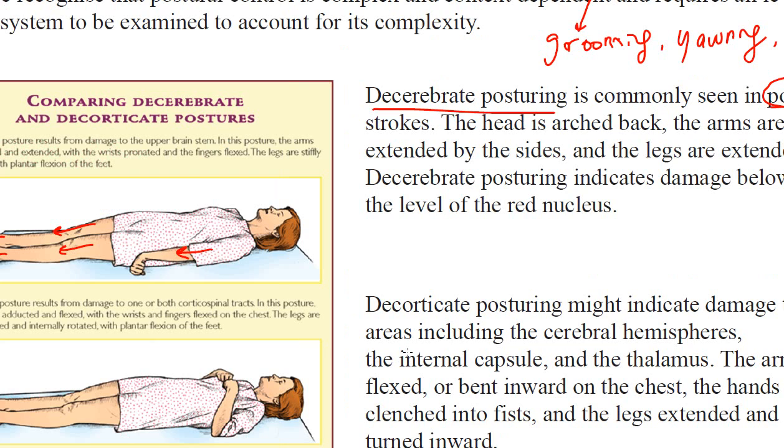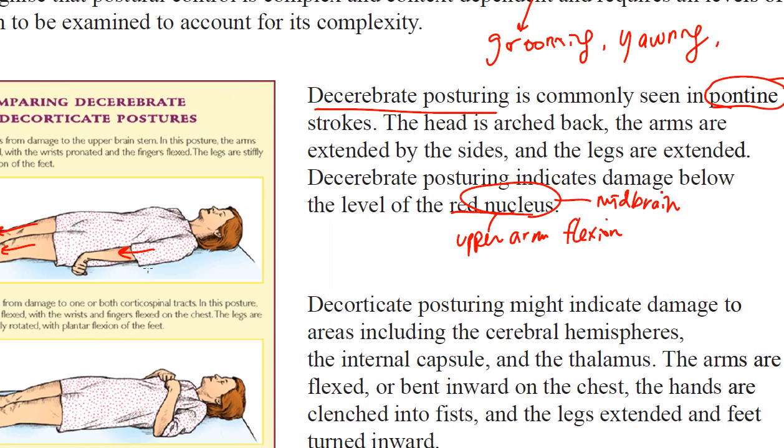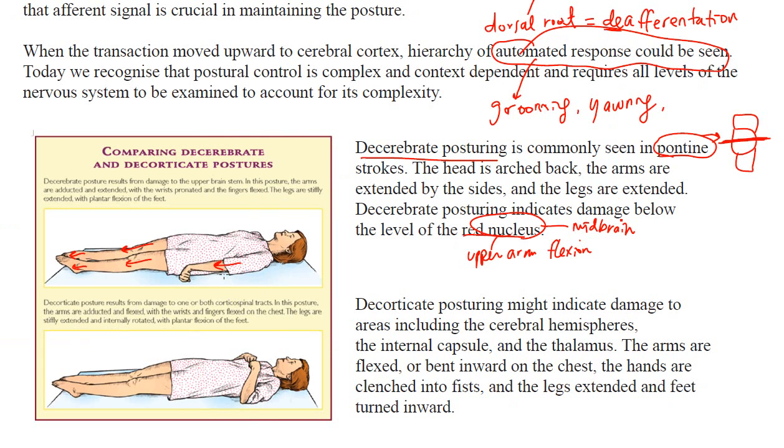Red nucleus is involved in upper arm flexion. And red nucleus can be found in the midbrain. So this indicates why the patient doesn't show flexion of the arm, because the information from the red nucleus cannot go through below the pons, so it can't really affect the posture. So removal of the upper arm flexion shows the extension of the arm here.